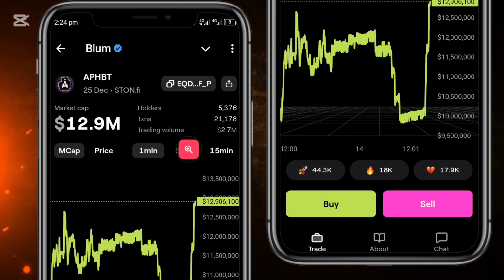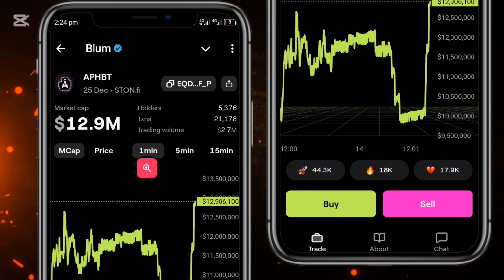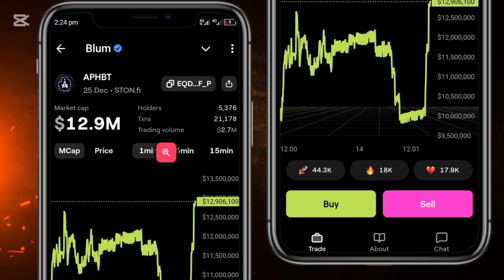The trading volume is 2.7 million, and the market cap is 12.9 million. So you can see that this coin is actually very good and is doing very well. Now, before you go ahead to buy any coin, there are some things you also need to look out for.